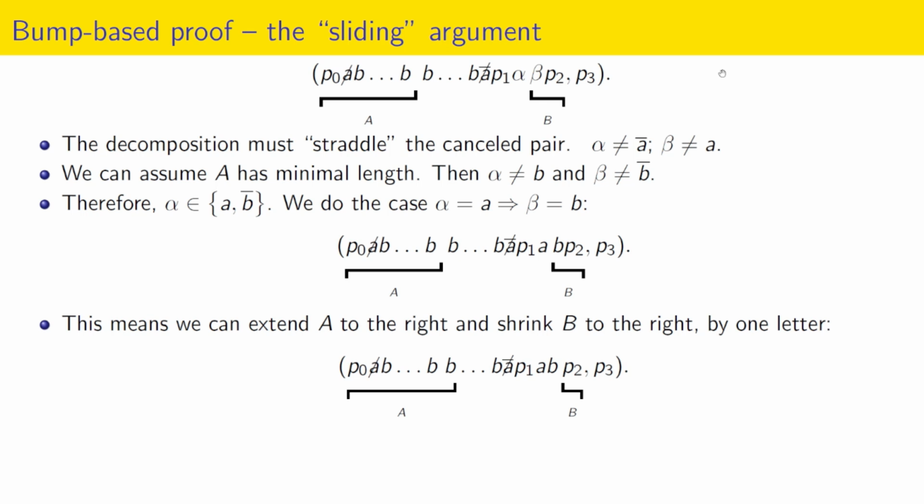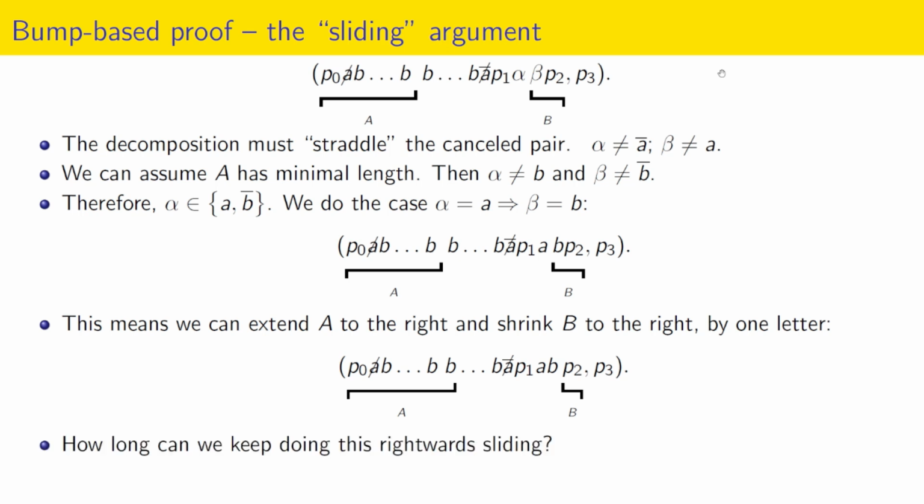So this means that basically beta equals B, and then we can move by one step the end of A to the right and the end of B to the right. So we moved one B here, and we removed one B from capital B. So basically we move one step both limits of the brackets. And again, we have A and B underlying a balanced string.